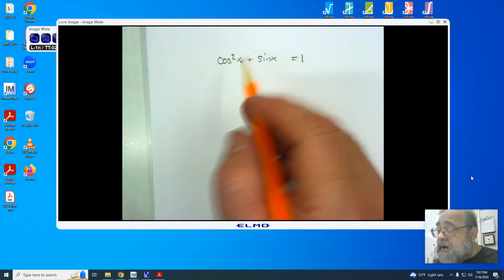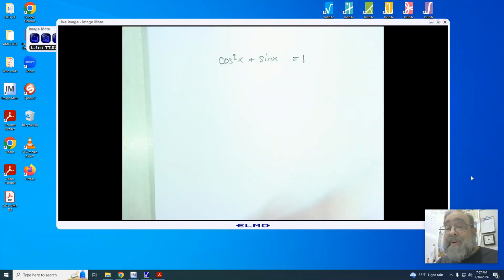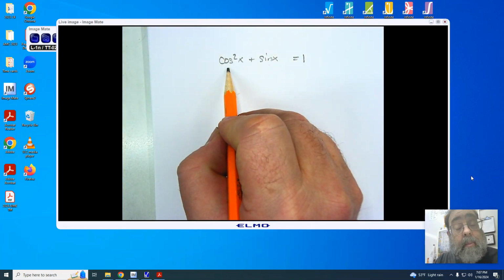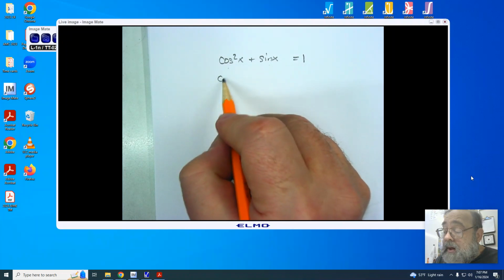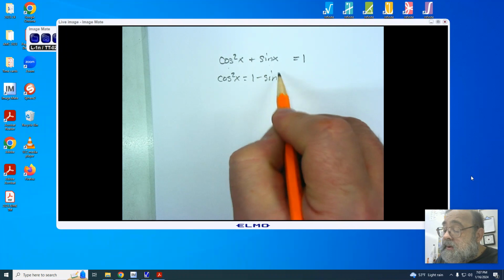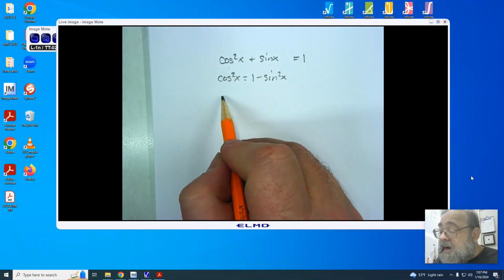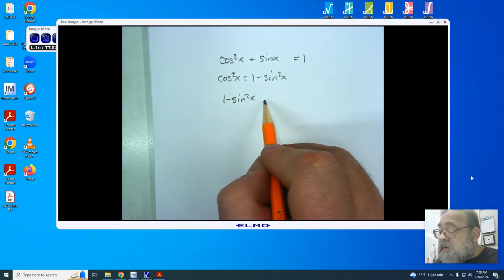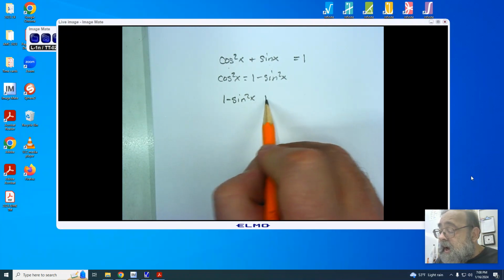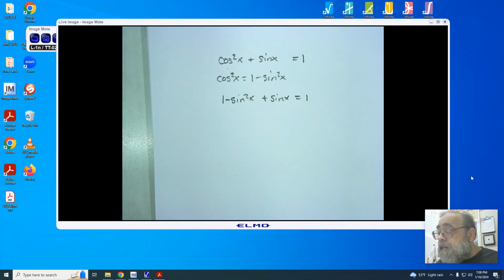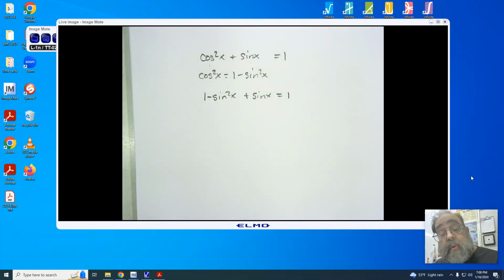So the first thing I'm going to do is recognize that sine cannot be changed without doing something extra. So cosine can be replaced. We know that cosine squared of x has to equal 1 minus sine squared x, which means that I can put 1 minus sine squared x in for the cosine squared of x, and then put our sine of x behind it, equaling 1. Now, our goal is to set it equal to 0.